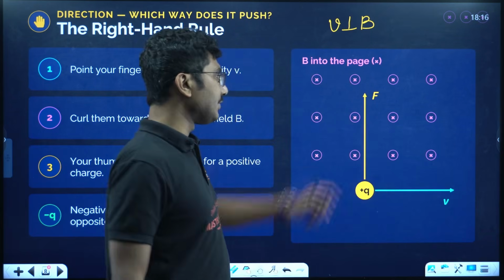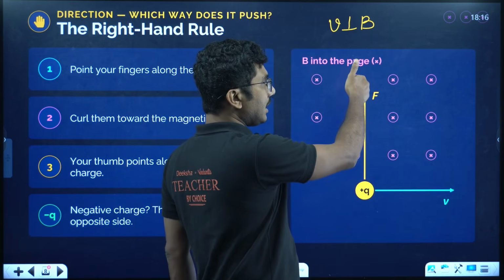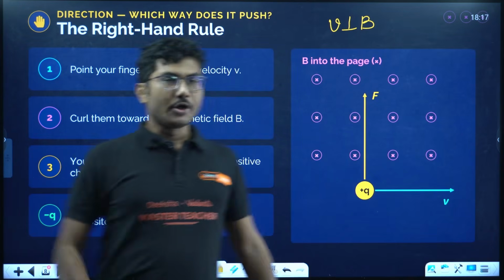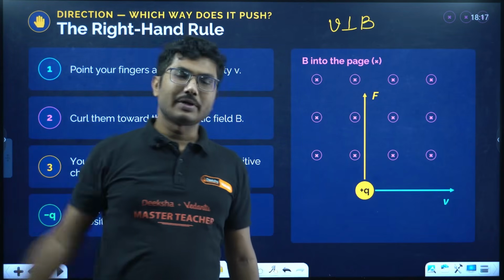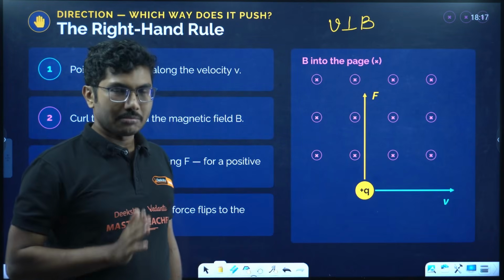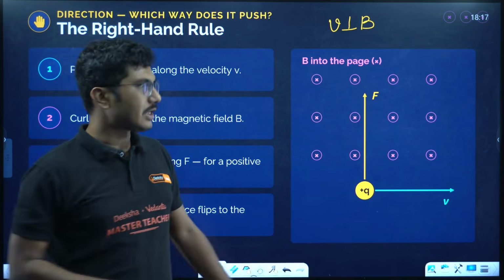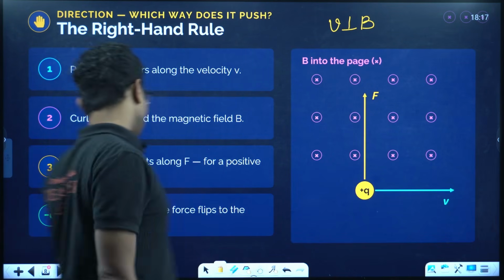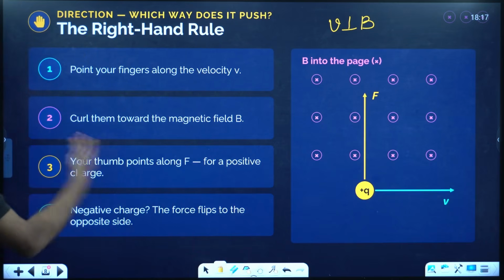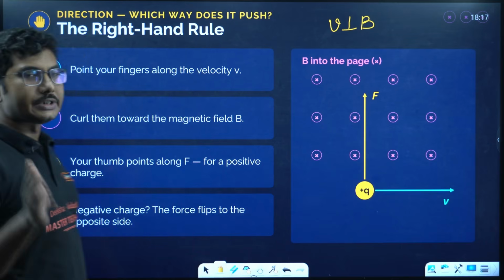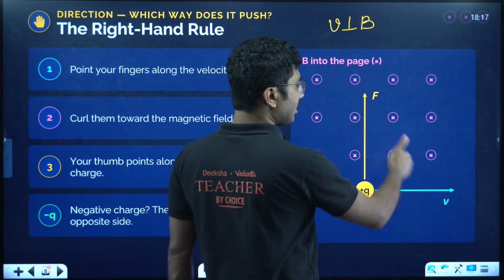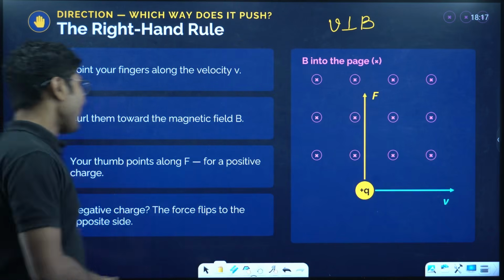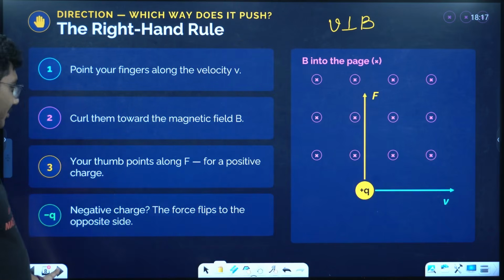If the charge is negative, you do the same thing, but the force will be on the opposite side. You don't need to remember anything else for a negative charge. The only thing to remember is that after finding the direction for the positive charge, the direction will be opposite for a negative charge. The force flips to the opposite side. So for a positive charge it is thumbs up, and for a negative charge, thumbs down.